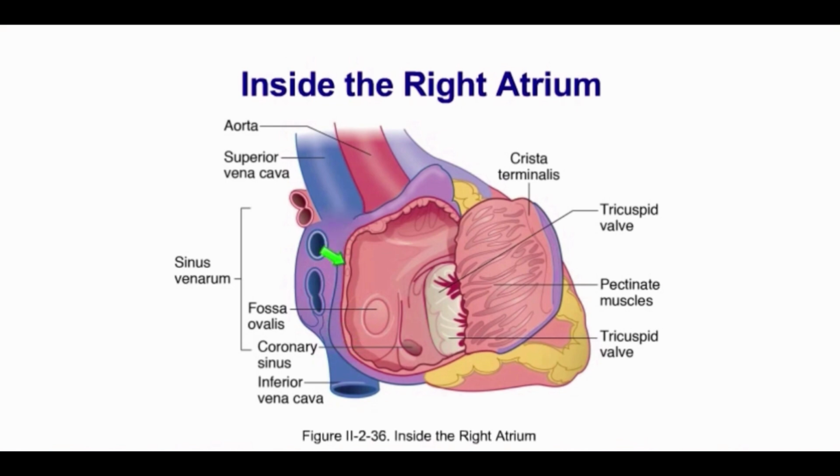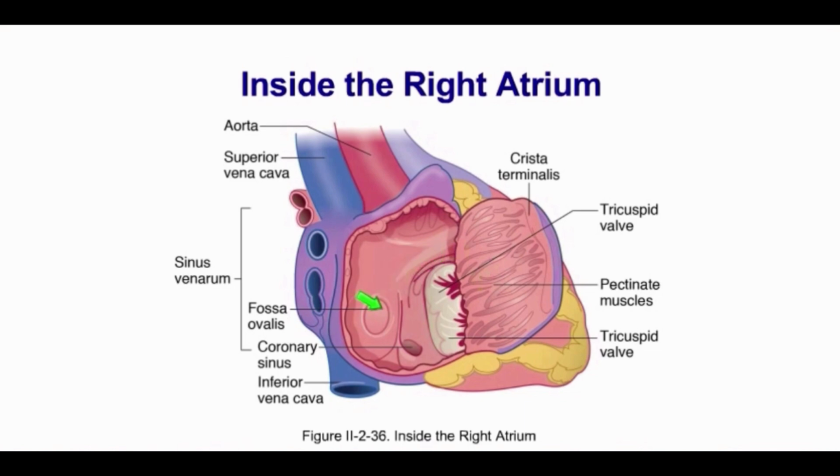So all of the veins that come into the heart, the superior vena cava, the inferior vena cava, and the coronary sinus, all three of them enter the right atrium in the smooth-walled part, or the sinus venarum. The rough-walled part, the trabeculated part, has these ridges of muscle. Those ridges of muscle are given names. They're called pectinate muscles. So the pectinate muscles are the ridges of muscle that make the rough wall rough.